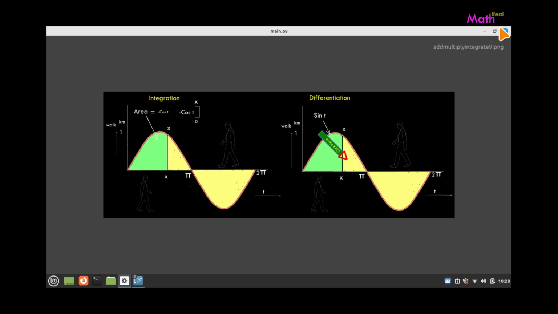What is the role of differentiation? If we know the area at any moment and we differentiate, then we get back the equation. If I have the equation and I do the integration, I get the area collected, meaning the kilometers collected. If I have the kilometers collected and I differentiate, I get back the equation.